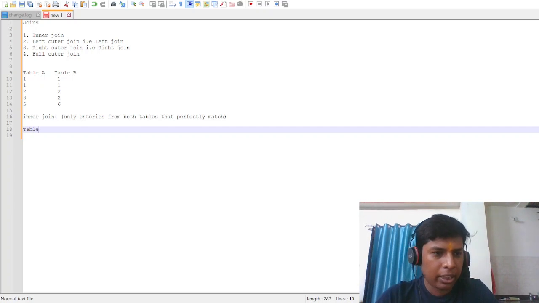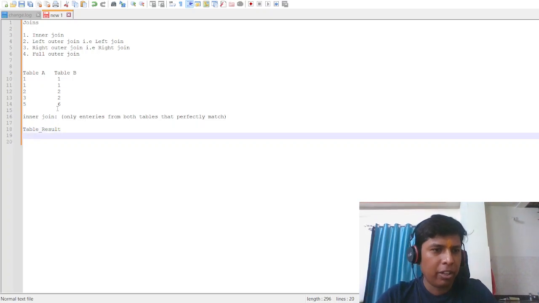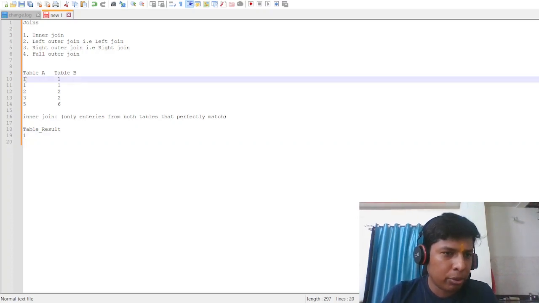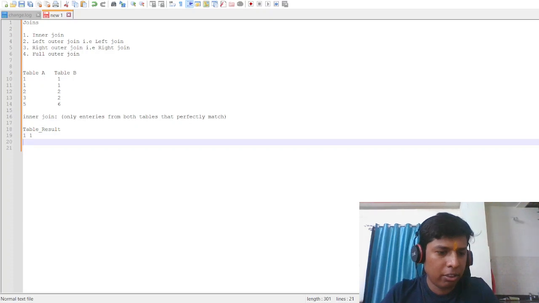Now suppose this is a table underscore result. This is the result table and now we're using inner join. So we will have two columns, right? One column for table A, one column for table B. What would be the output? So first, suppose this is the first entry, it will take from table A and it will see all the entries from table B which are matching from table A. So see this, for this one there will be two matches, right? 1 and 1. So somewhat the result will be like this, 1 and then 1.